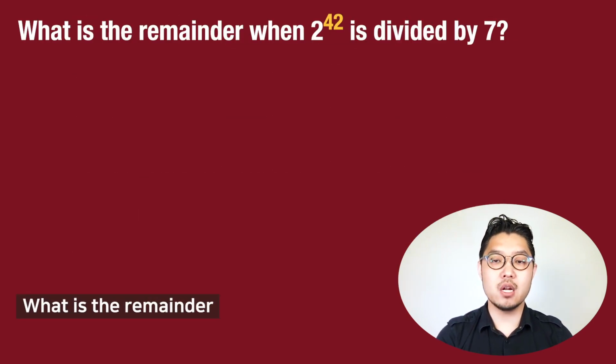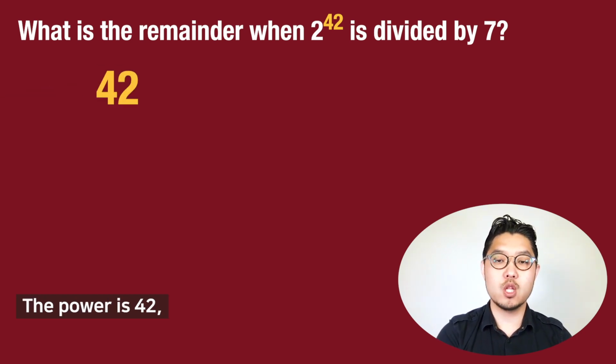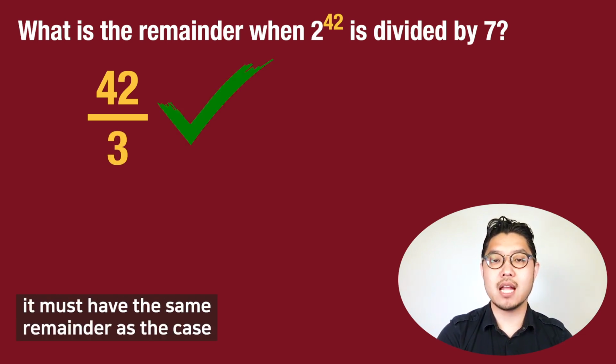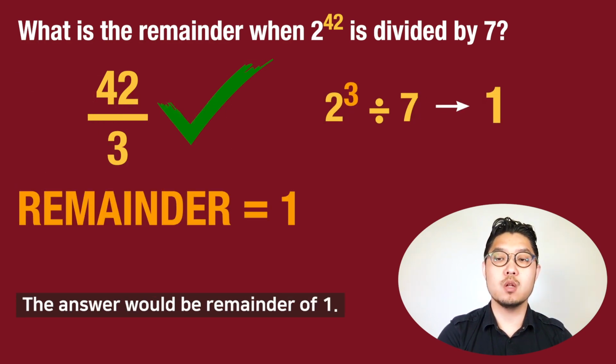Let me improvise this question quickly to help your understanding. What is the remainder when 2 to the 42nd power is divided by 7? The power is 42 and it is divisible by 3. Since it is divisible by 3, it must have the same remainder as the case when 2 to the third power is divided by 7. The answer will be a remainder of 1.